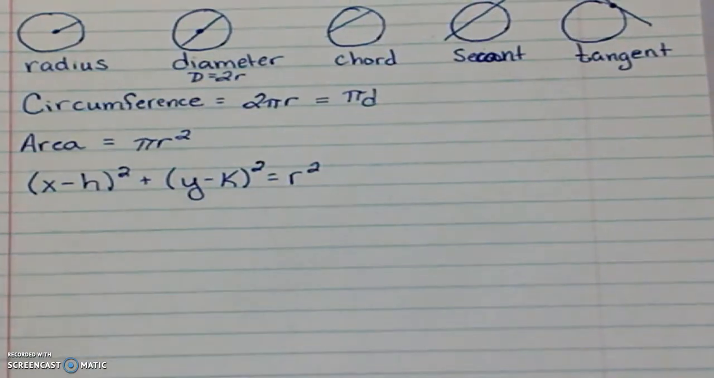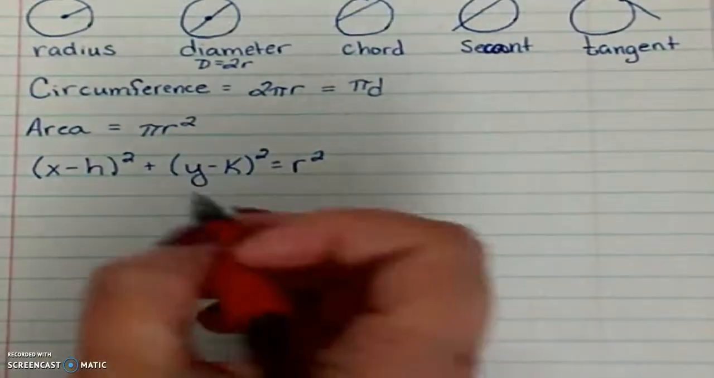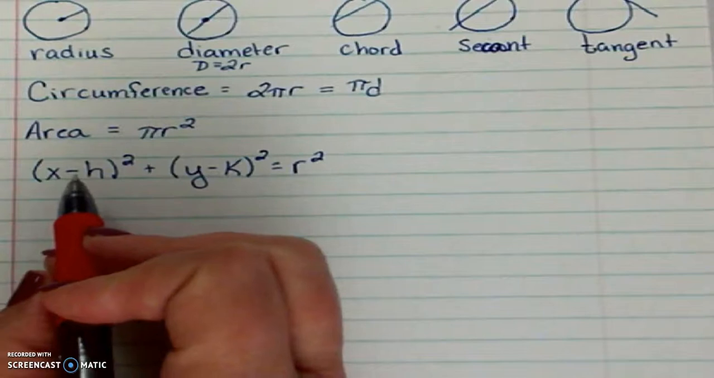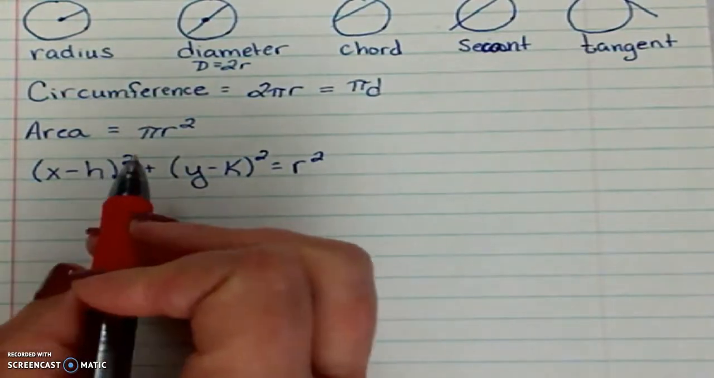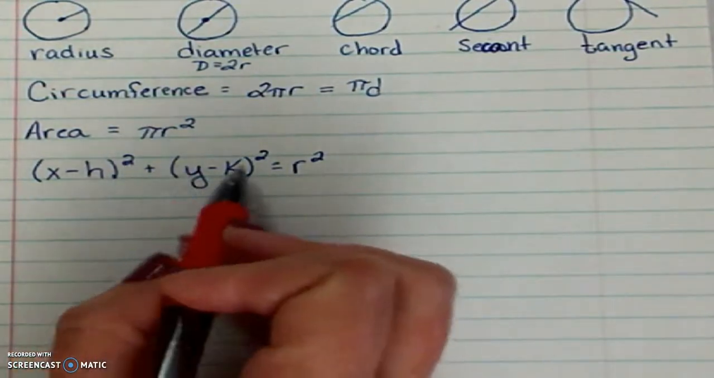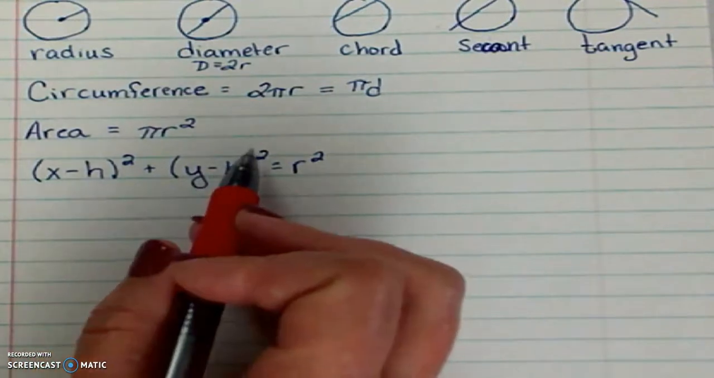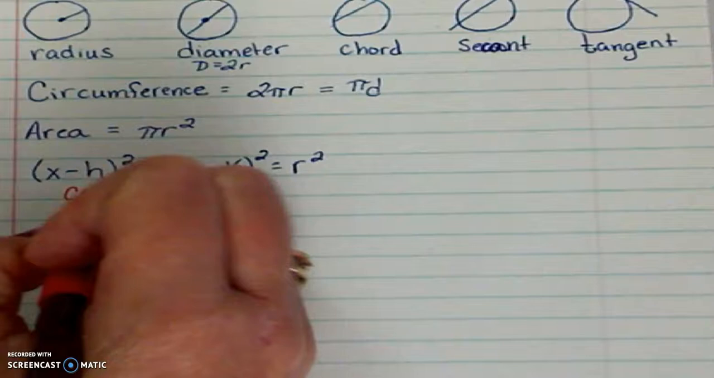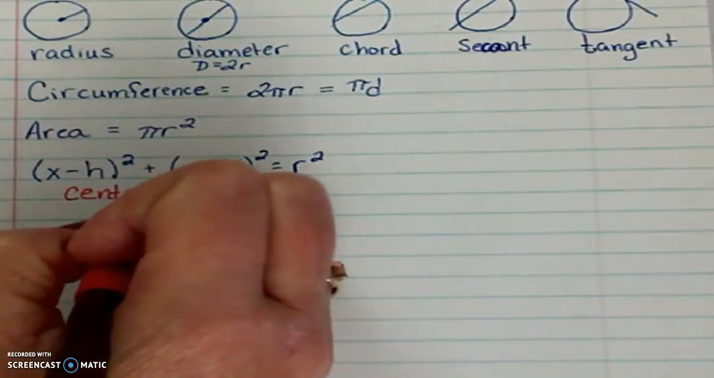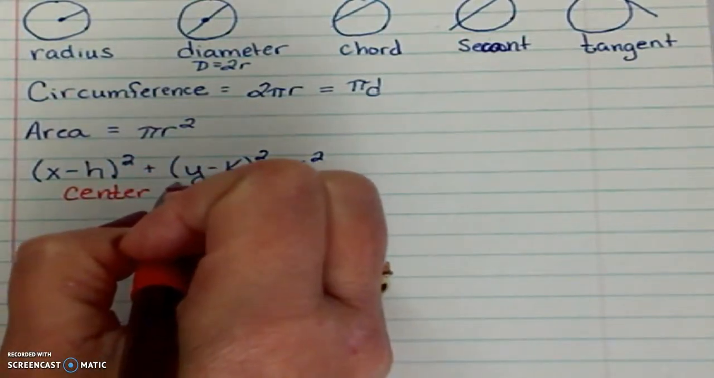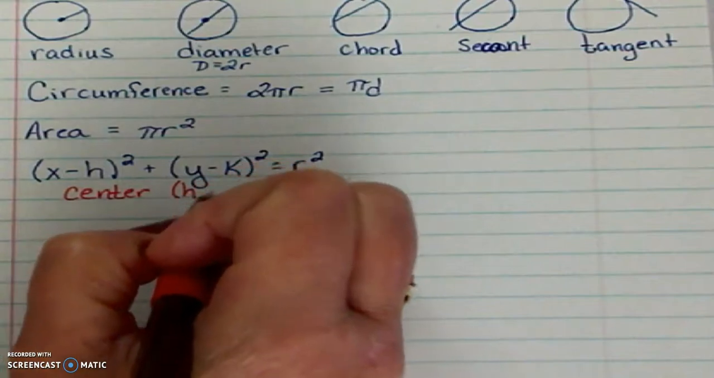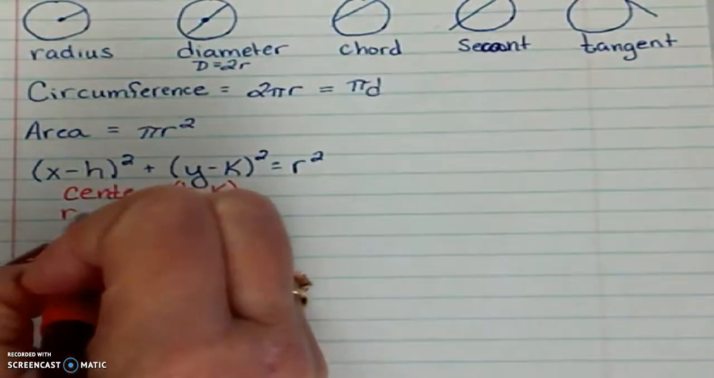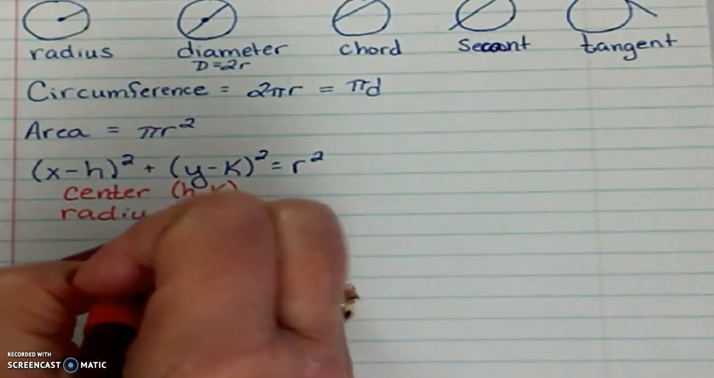So when you look at an equation for a circle, what we need to remember, the general equation for a circle is x minus h, that quantity being squared, plus the quantity y minus k squared is equal to r squared. So in that formula, what you are going to notice is that the center of the circle is actually the coordinate (h, k). And then r is going to stand for the radius.